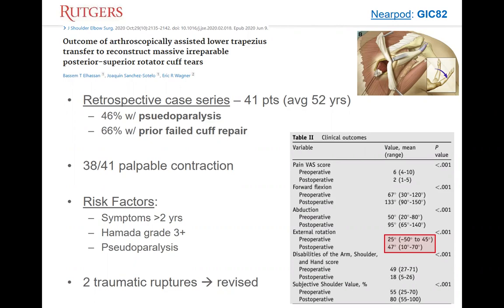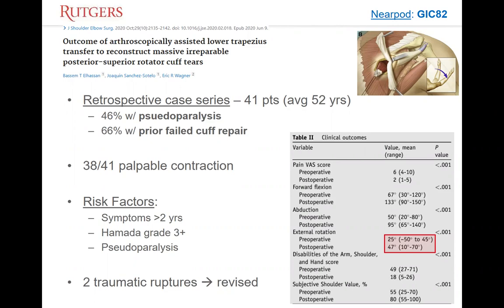At final follow-up, 38 of the 41 had a palpable contraction of the trapezius muscle. Pain, forward flexion, abduction, external rotation, DASH, and subjective shoulder value all improved significantly. 4 patients did not improve and underwent reverse. Factors that were associated with worse outcomes included symptoms for more than 2 years, Hamada grade 3+, and true pseudoparalysis. Prior surgery, teres minor atrophy, and partial cuff repair had no effect.